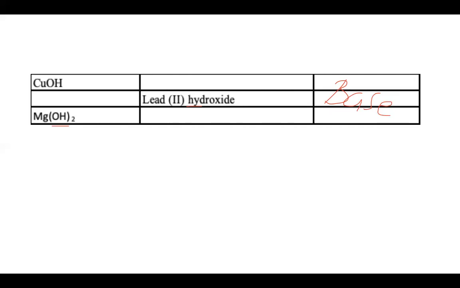Now, in the first example, let's write the name. I know that Cu stands for copper. Since copper is a transition element, I have to include in parentheses the charge in Roman numerals. So I will have copper, then some charge, and the word hydroxide. The only thing that I am missing is the charge.